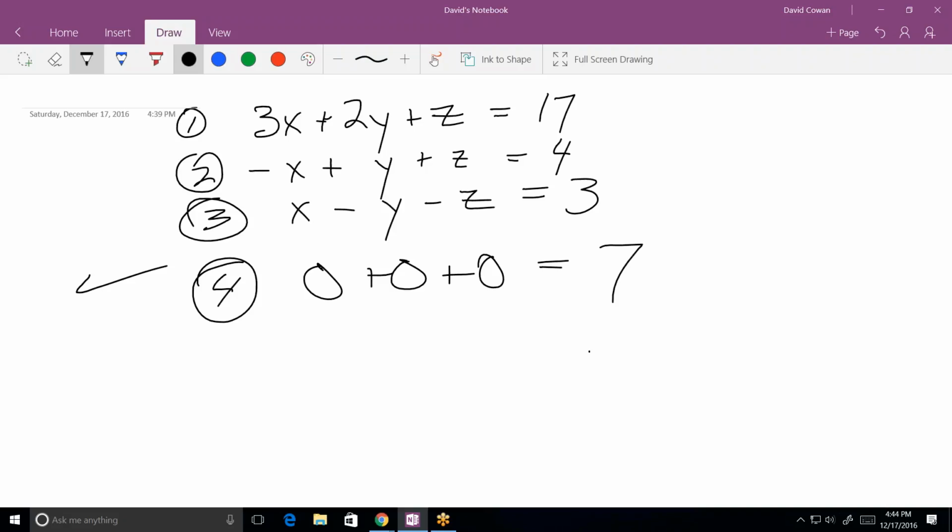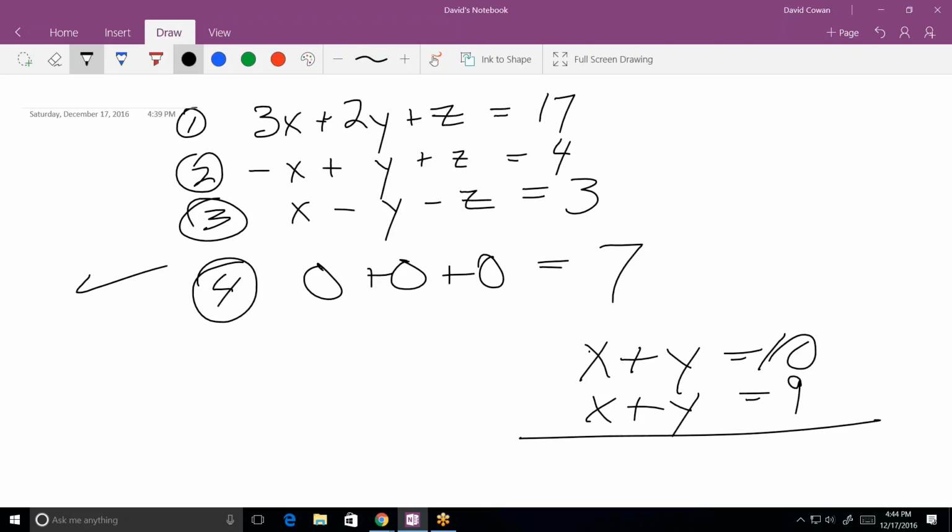Notice that the one that I gave you as an example, x plus y equals 10 and x plus y equals 9, well, I can add or subtract equations. I'm going to subtract these 2 equations, and I get 0 equals 1. That tells me it's impossible.